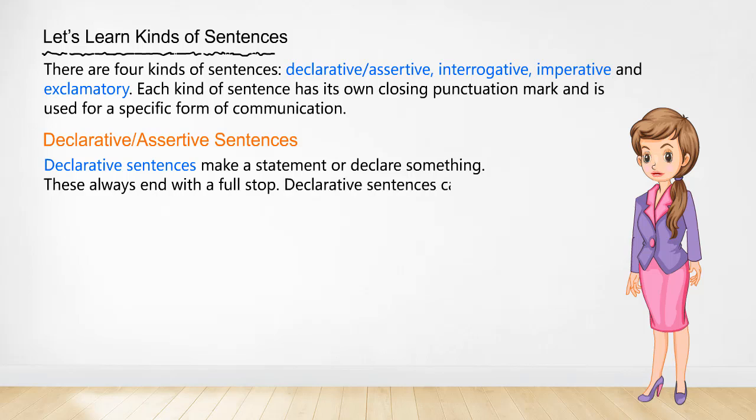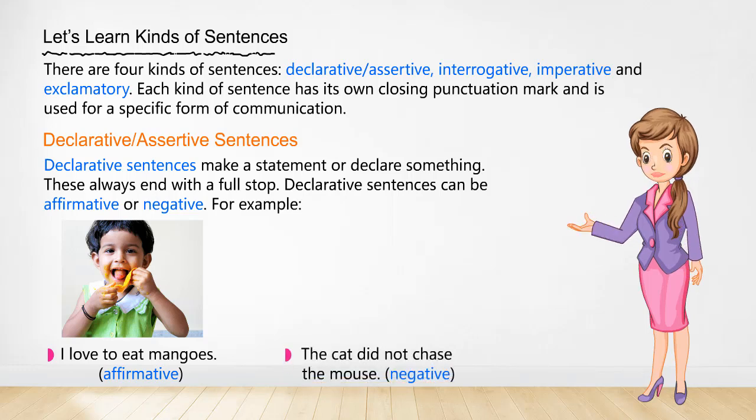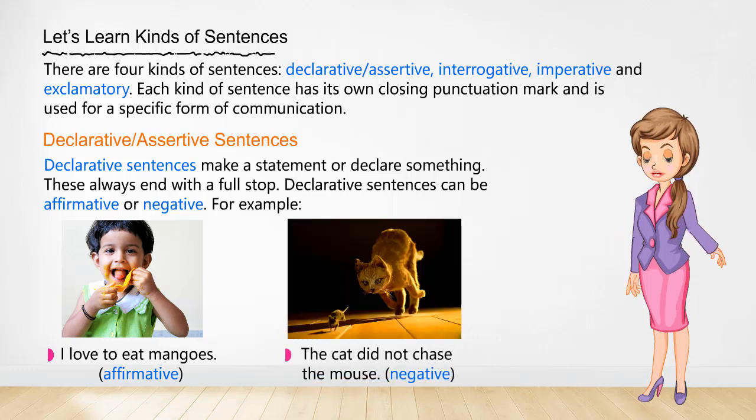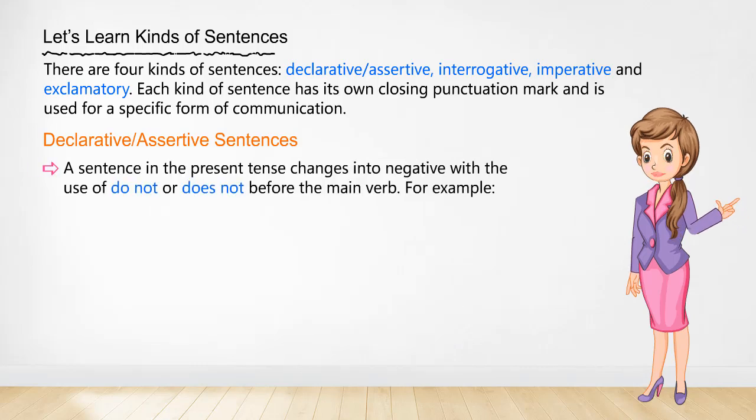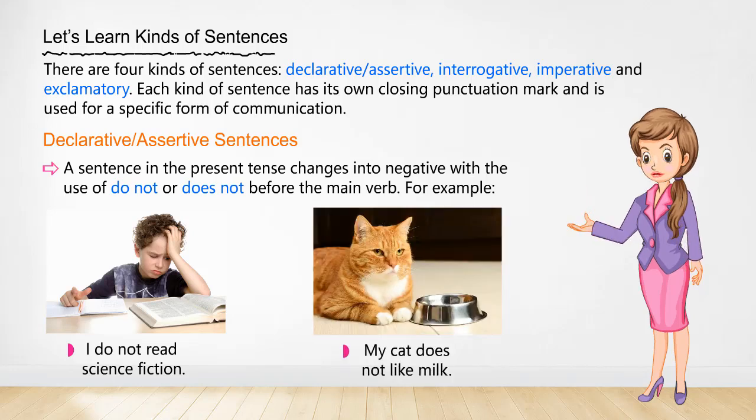Declarative sentences can be affirmative or negative. For example, I love to eat mangoes. Affirmative. The cat did not chase the mouse. Negative. A sentence in the present tense changes into negative with the use of do not or does not before the main verb. For example, I do not read science fiction. My cat does not like milk.